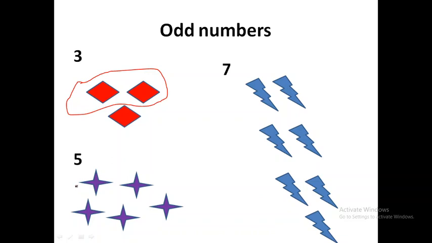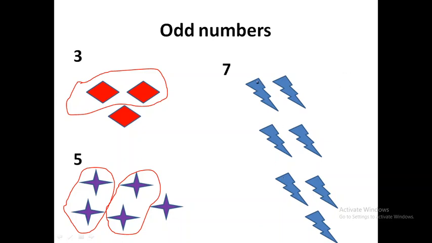Moving on to the number 5. We do the same. We put them into pairs. The first pair, the second pair, and then we can see that the last star does not have a partner, so that tells us that number 5 is an odd number.